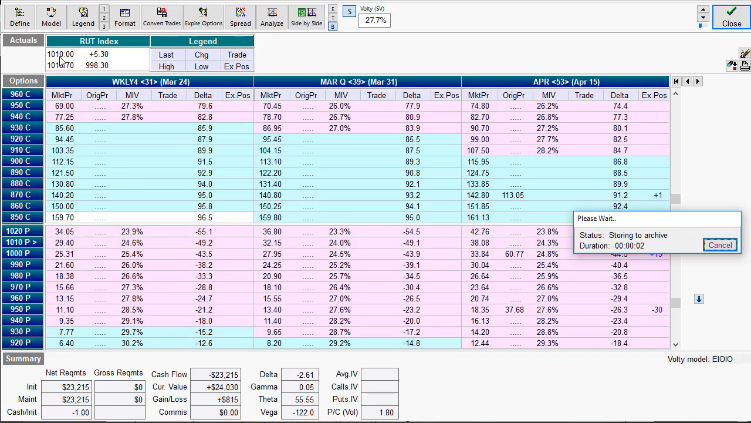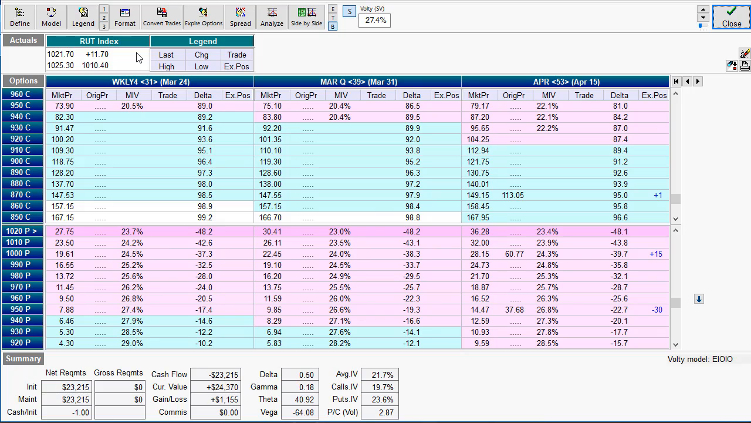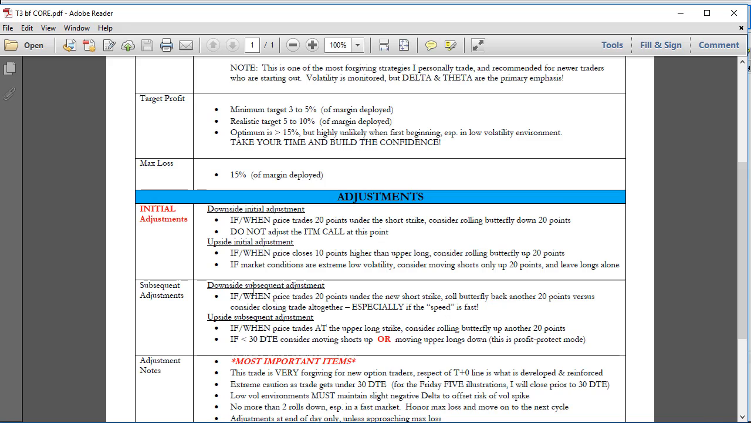And where are we at? We are from 1010 to 1021. So that is decisively higher. And you'll see we built more profits into the trade. So what do we do? Initial upside adjustments: if price closes 10 points higher, consider rolling the butterfly up 20 points. If you're in low volatility, consider only moving up the shorts.